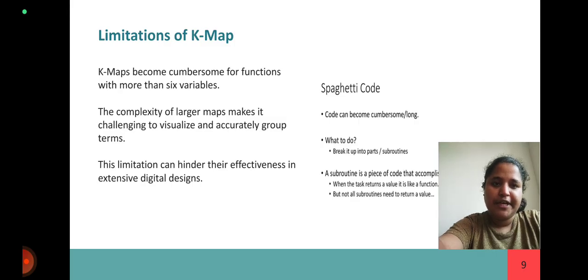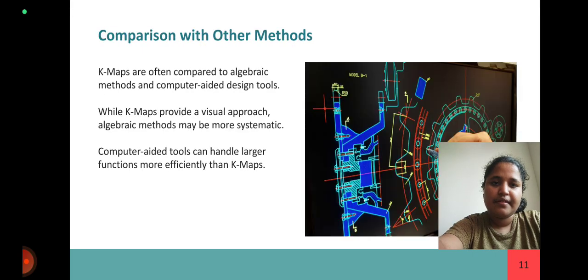The limitations of K-map. There are some major limitations which I will look at. K-maps become cumbersome for functions which have more than 6 variables, as I mentioned earlier. The complexity of a larger map makes it challenging to visualize and calculate the group terms. This limitation can hinder their effectiveness in extended digital designs.